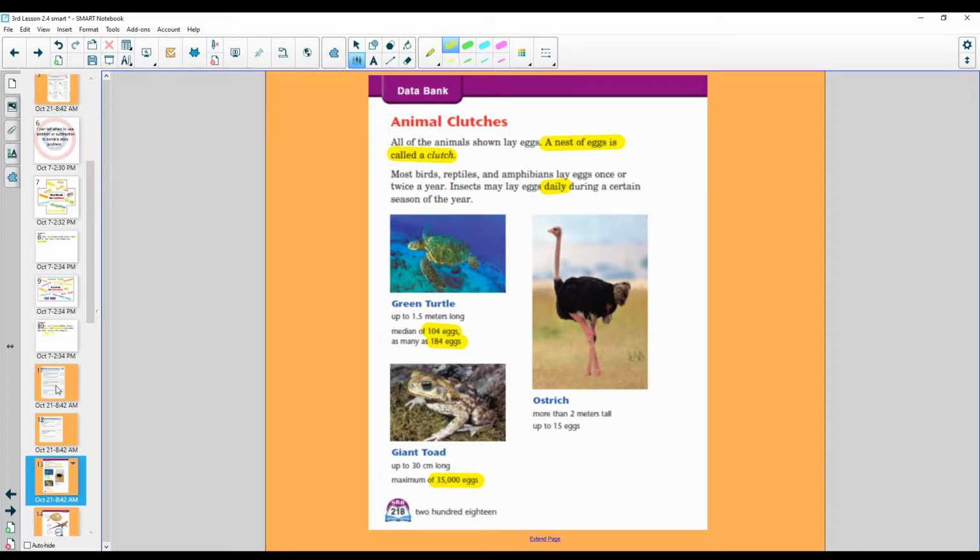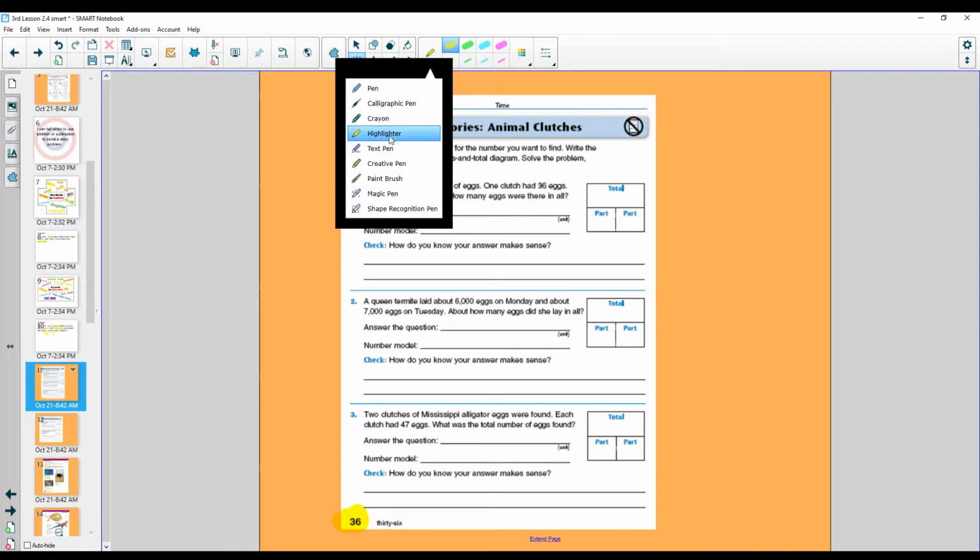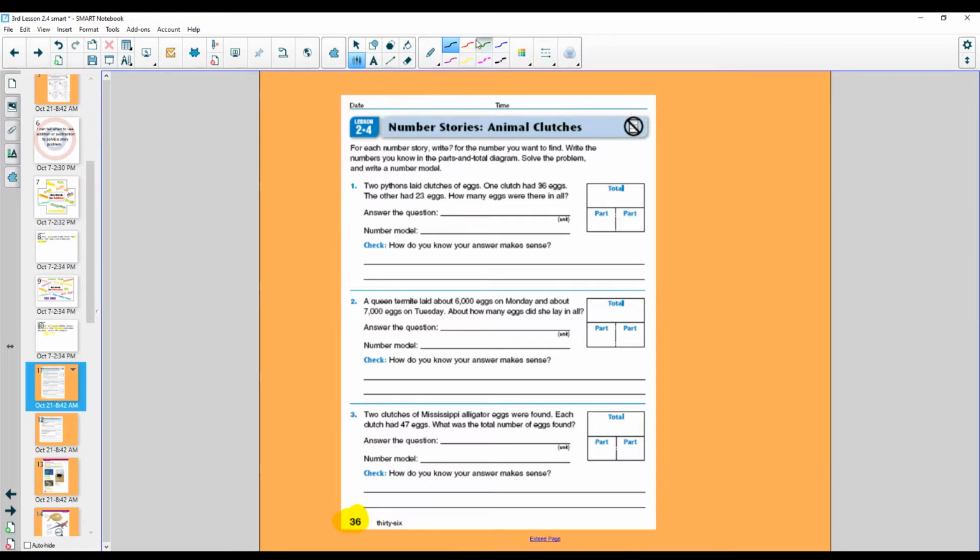A lot of this math journal we're going to do together. So make sure you have your math journal. We're going to page 36, and you can follow along as we do these together.